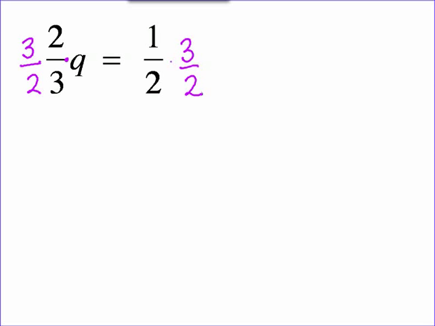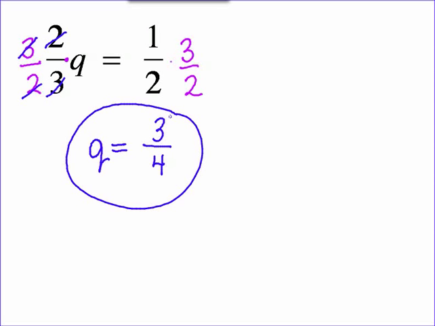So on the left side, what ends up happening is my 3's cancel, my 2's cancel, and that leaves me with? 1Q. Yep, 1Q. On the right side, I can't cross cancel anything, so I get 1 times 3, which is 3, over 2 times 2, which is 4. And so your answer is 3/4. So you can get fractions.